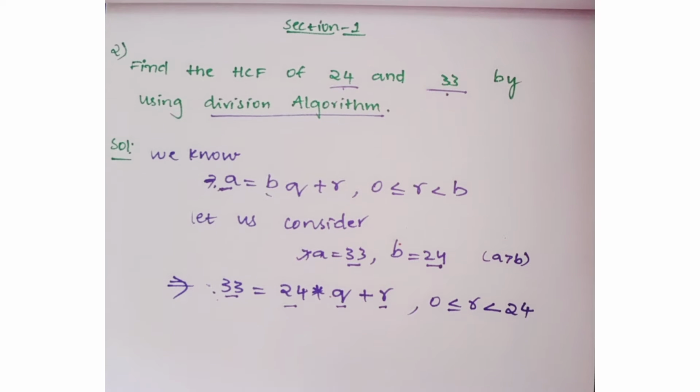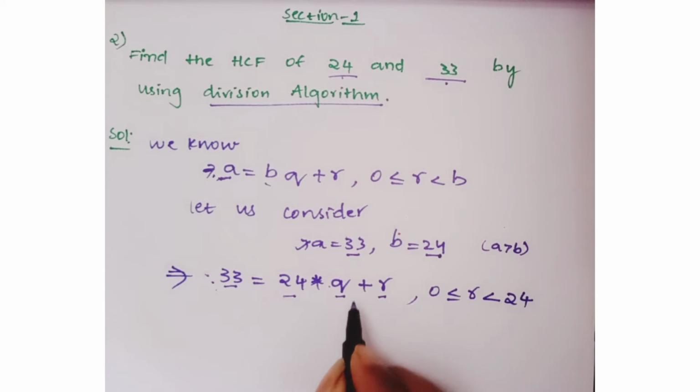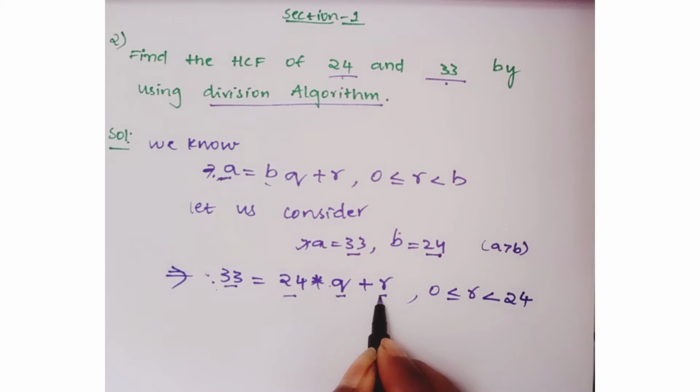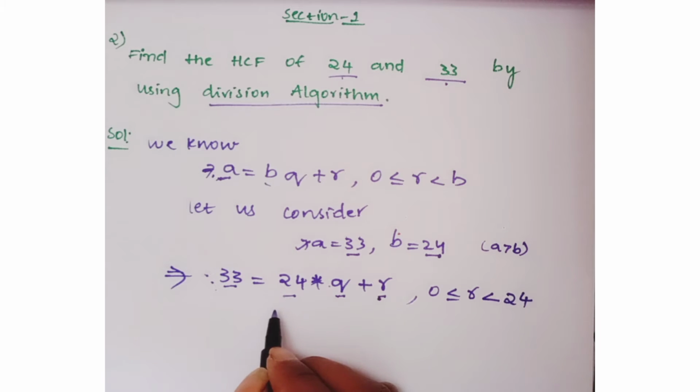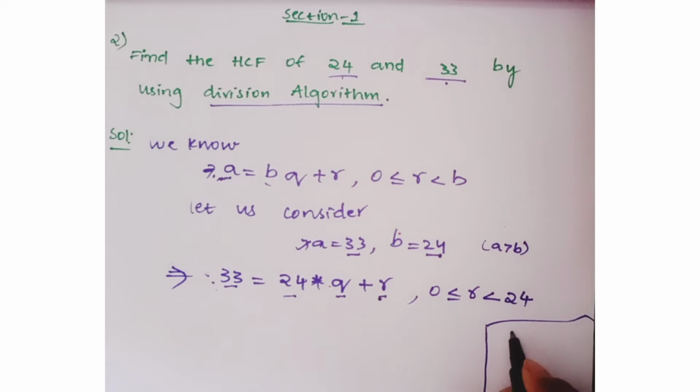Now, after writing the division algorithm, you need to find the values of Q and R. Now, how can you find the values of Q and R? When you divide both of them. So this should be done in the rough work only. Remember, this work should be done in the rough work.